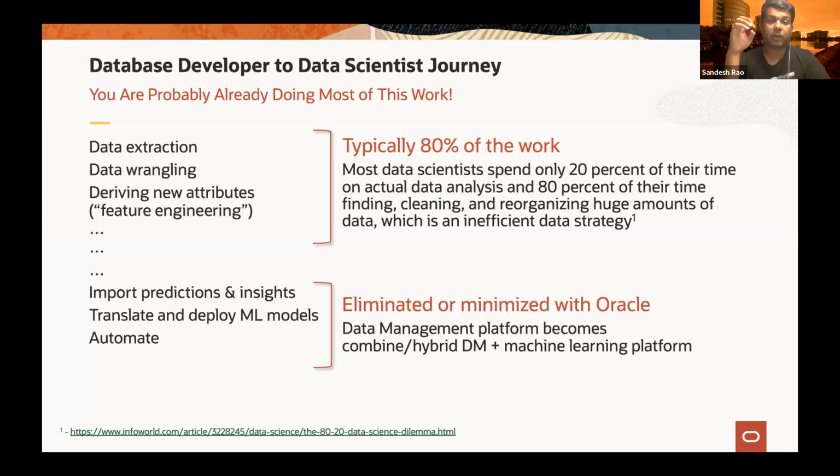The smaller part of it is to basically import predictions, insights, deploying models, running all this auto ML processing on top of this data, and then trying to come up with a proper model. That's usually less than 20% of the work. So remember, the most amount of time is actually spent in finding, cleaning, and organizing this data, which is the most important part of a machine learning project or a strategy.